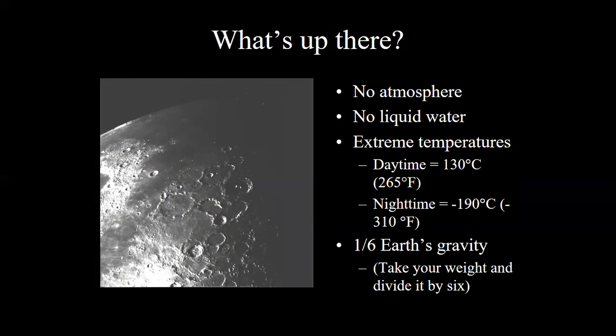And about gravity, the moon's gravitational acceleration is such that if you go to the moon and measure your weight, it will be about 1/6 of your weight on Earth. So for example, if your weight is 100 pounds, on the moon, it will be 100 divided by 6 pounds.